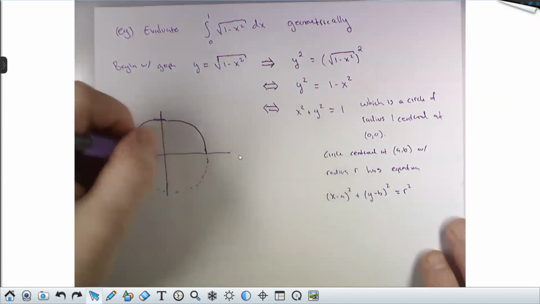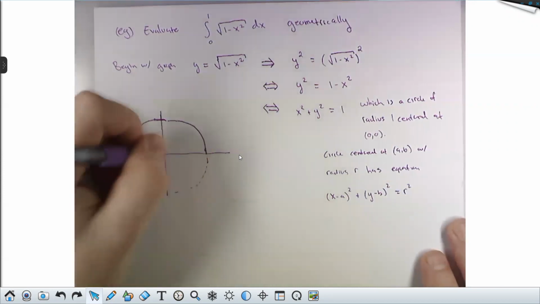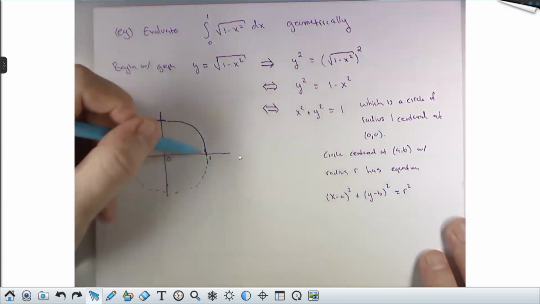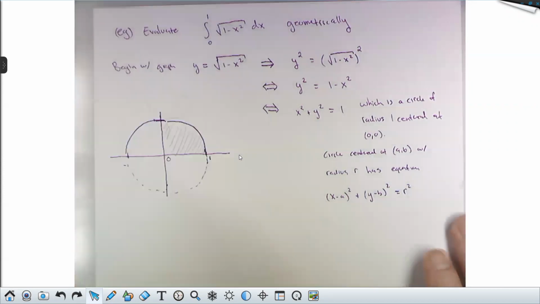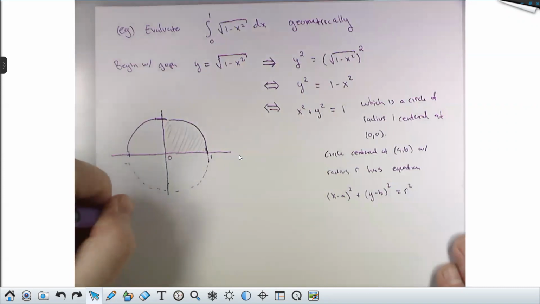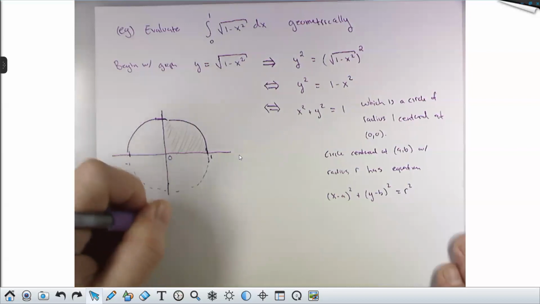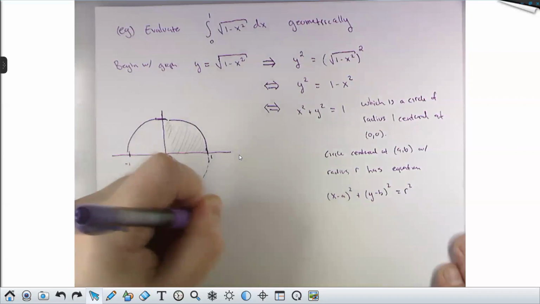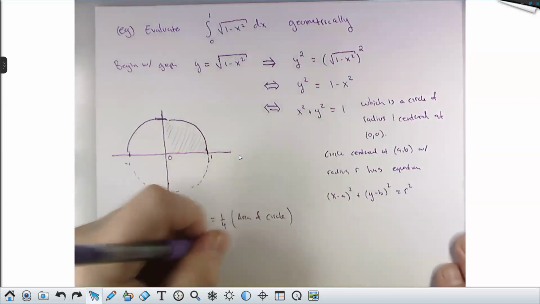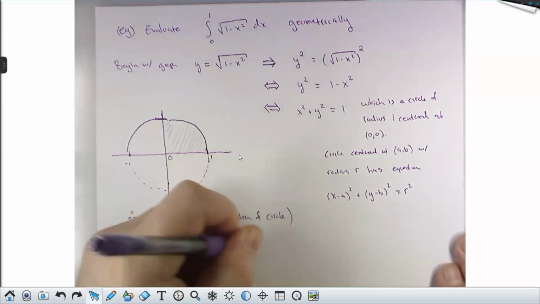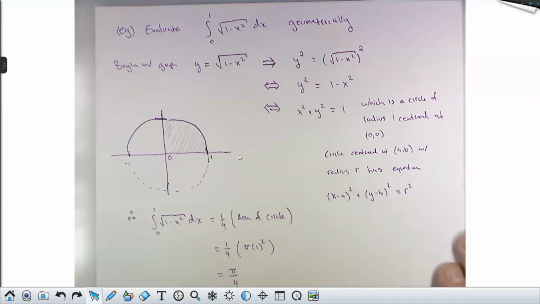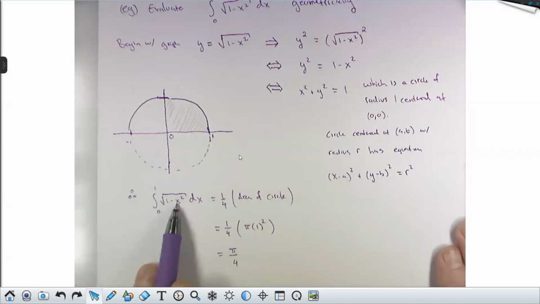Now we're ready to solve the problem. I want the integral from 0 over here up to 1 over here. So I'm looking just for the area of this quarter of the unit circle. Therefore, the integral from 0 to 1 of the square root of 1 minus x squared dx is equal to 1/4 the area of the circle. Now this is a circle with radius 1, so this is pi times 1 squared. 1 squared is 1, so this is pi over 4. So the integral from 0 to 1 of the square root of 1 minus x squared is pi over 4.